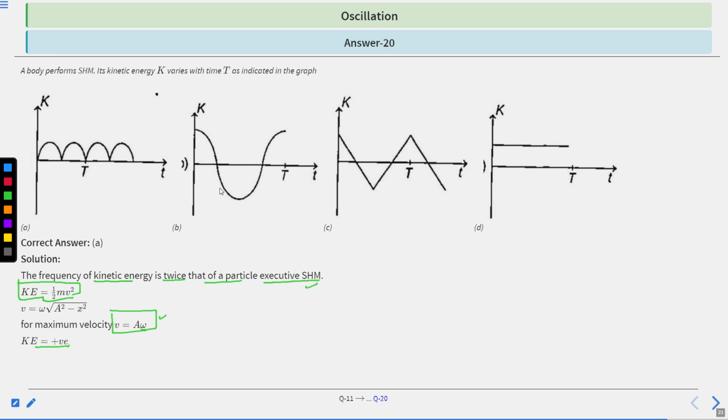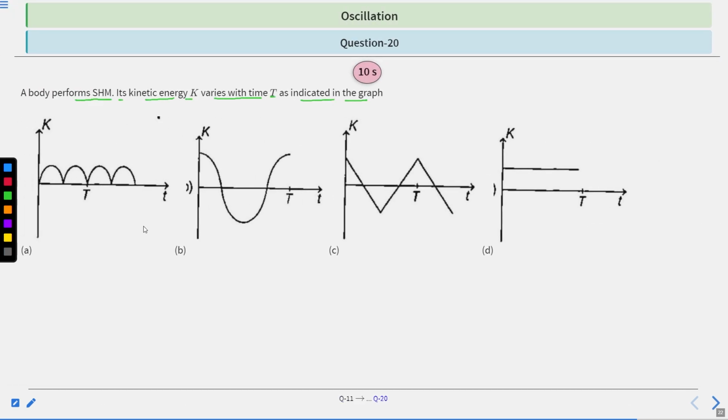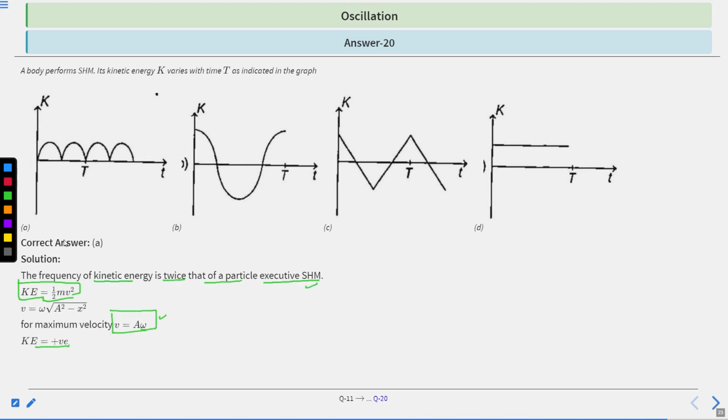In this graph, kinetic energy is negative. In this graph too, kinetic energy is negative. In this one, kinetic energy is constant. So this one is correct, because in this graph kinetic energy is positive. So the correct answer is A.